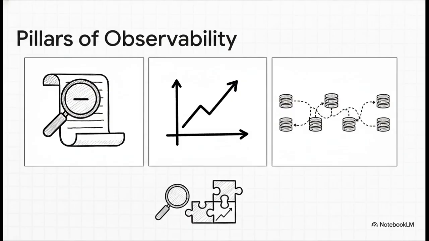You've got logs, which are just records of specific events, like user X logged in at this time. Then you have metrics, which are numbers over time, like CPU usage, that show you high-level trends. And finally, you have traces, which follow a single request as it hops through all the different services it needs to. Together, these three give you an incredibly complete picture of your system's health.